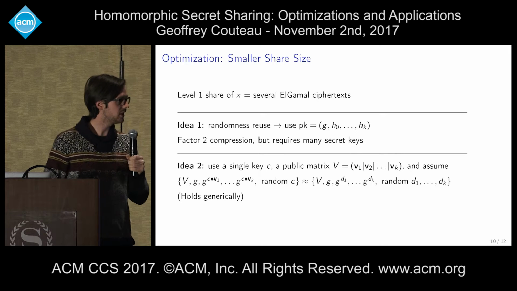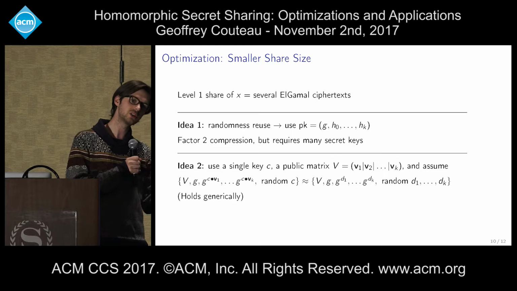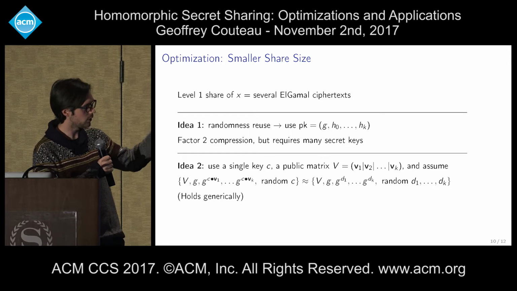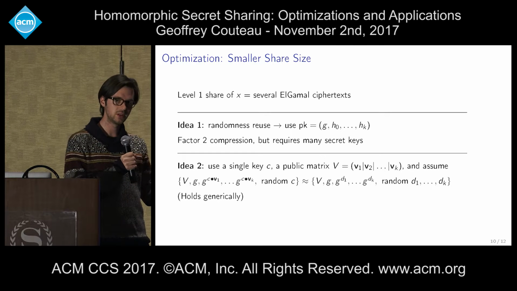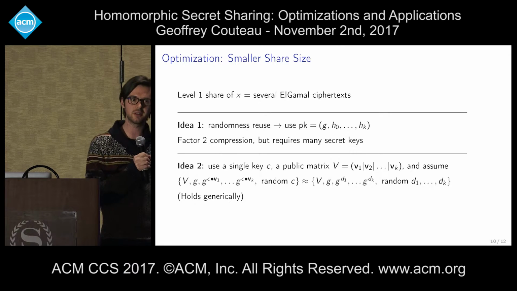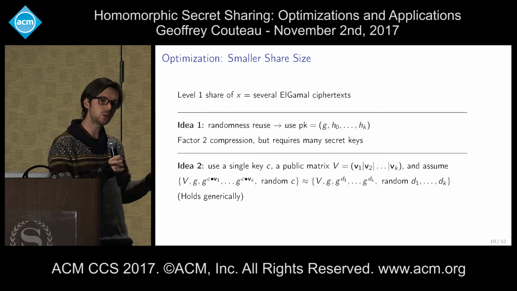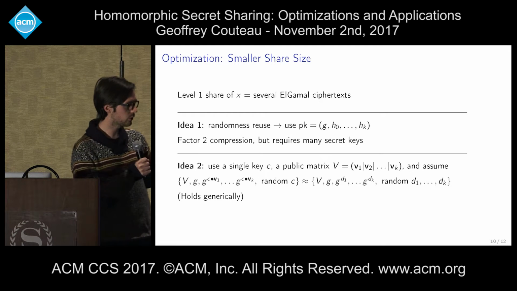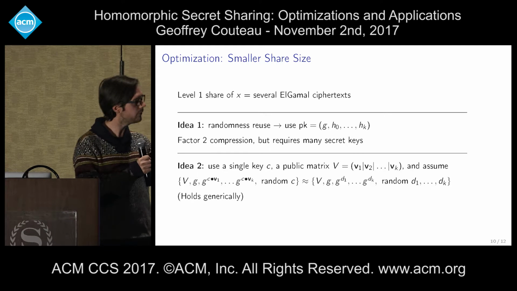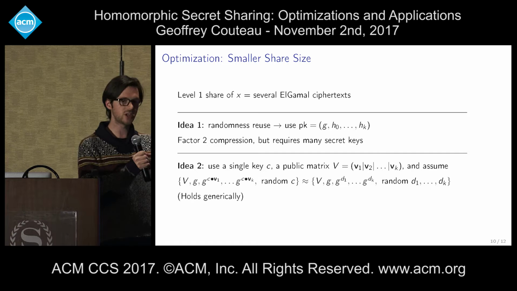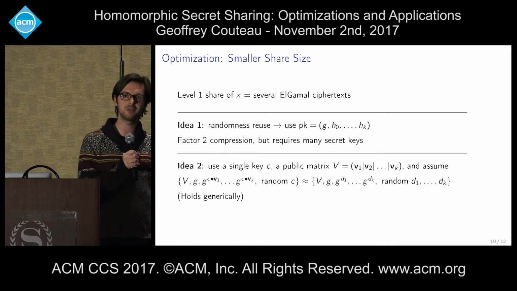Other optimizations: we looked at how we could reduce the size of shares. So without going into all the details, a level 1 share, because we have several types of share, is a bunch of ElGamal ciphertexts. If you want to compress the size of a bunch of ElGamal ciphertexts, there is a classical technique called randomness reuse. But in our case, it does not work because randomness reuse requires using many keys, and the number of keys has an influence on the size of the shares in our HSS scheme. If we have many keys, we blow up the size of everything.